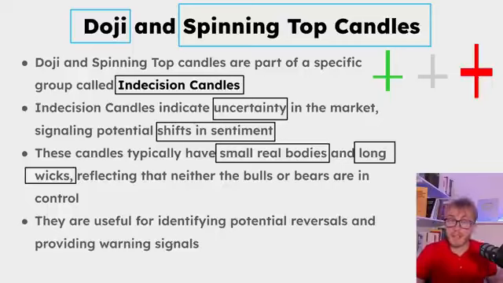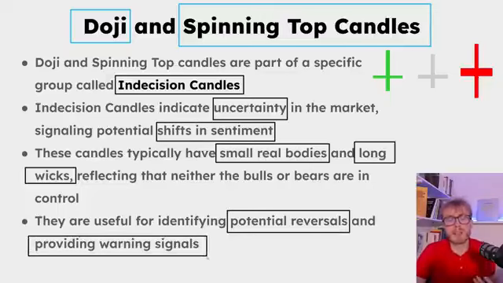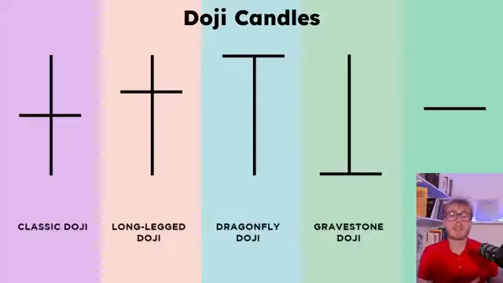These types of candles can be useful in many different ways. They can be used to identify potential reversals, and they can also be used to provide warning signals. So for example, if you are in a trade, whether you are trading long or short, these doji and spinning top candles can give us warning signs that it might be time to actually exit the trade, and so on and so on. So now let's dive a little bit deeper into doji candles.